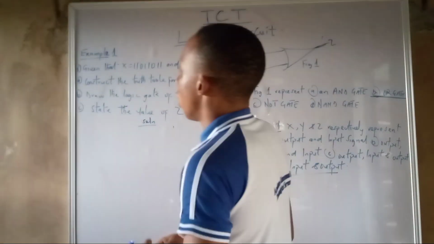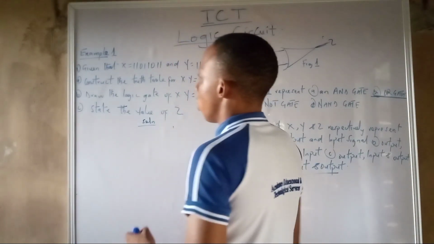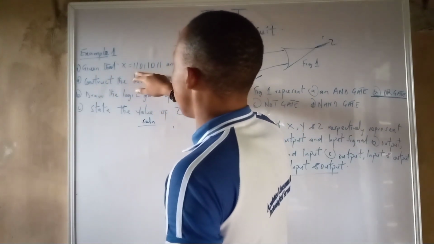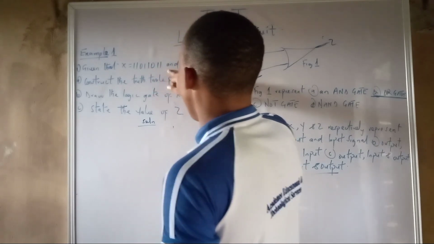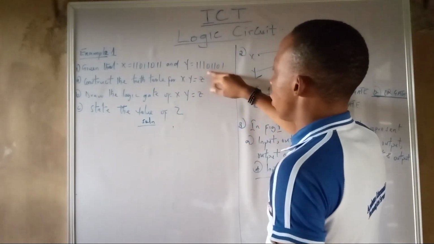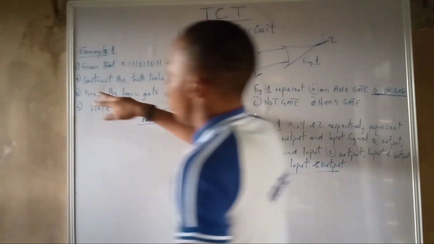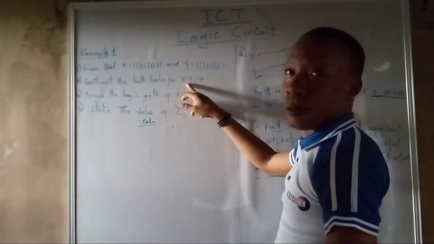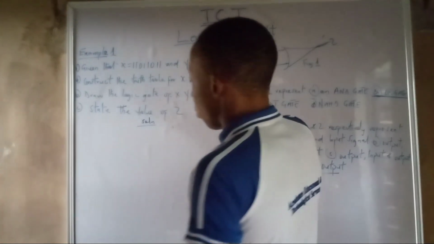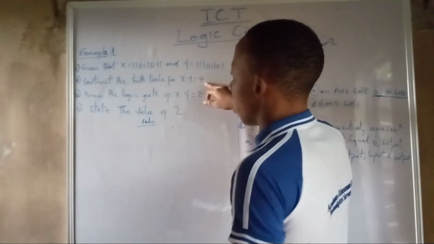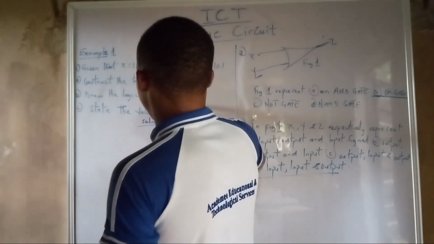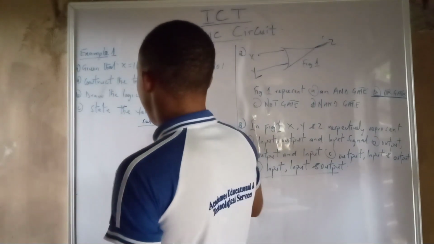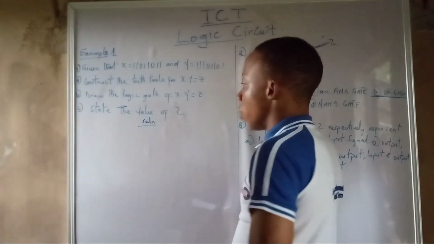Now we move to the last example. It says that given that X equals 1, 1, 0, 1, 1, 0, 1, 1, and Y equals 1, 1, 1, 0, 1, 1, 0, 1. A, construct the truth table for X dot Y. What does this sign represent? That's the multiplication sign. X dot Y is equal to Z. B, draw the logic gate of X dot Y equals Z. C, state the value of Z. So let's solve.